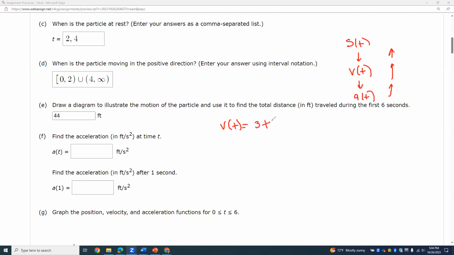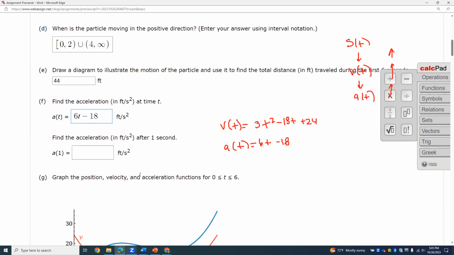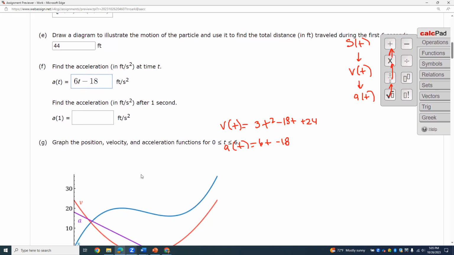So remember, the velocity equation was 3t squared minus 18t plus 24. I can just find the derivative of that and it'd be 6t minus 18. That was not so bad, right? But again, that concept, you really want to make sure makes sense. That's the biggest one. Then it says find the acceleration after 1 second, which I can definitely do. I can just plug in 1, and it looks like I have 6 times 1 minus 18. So 6 minus 18 is -12.